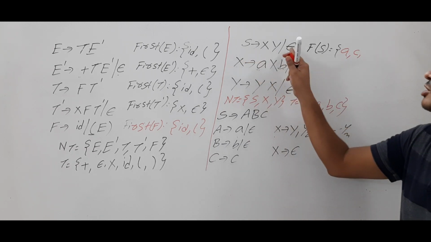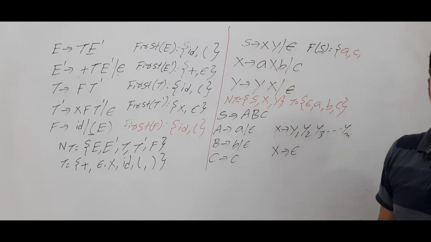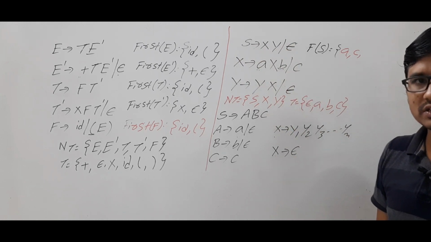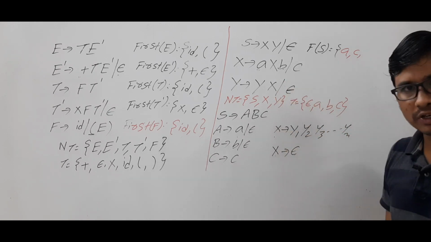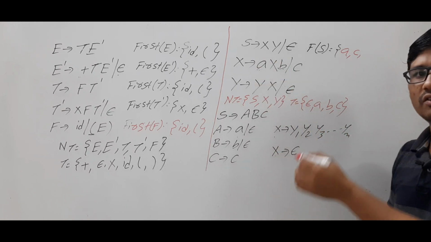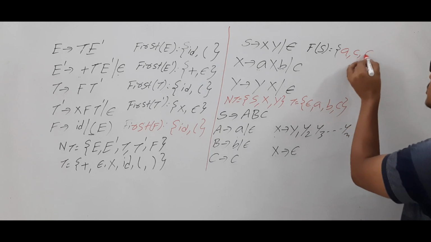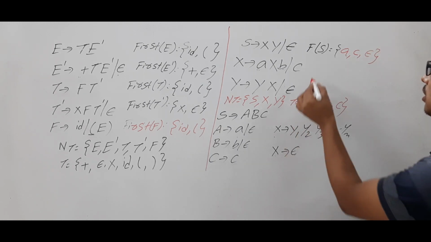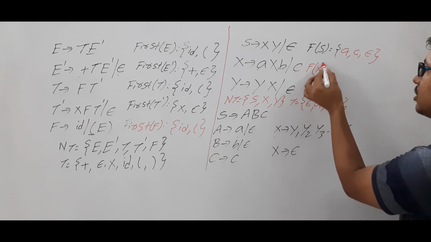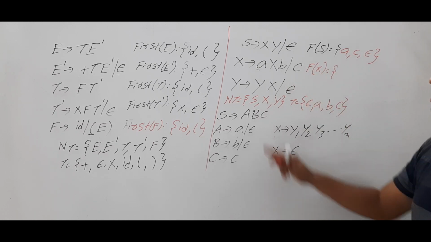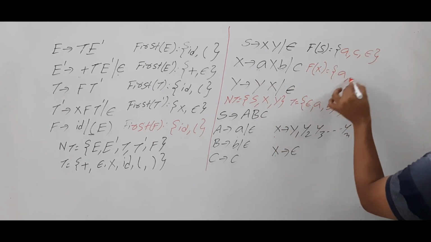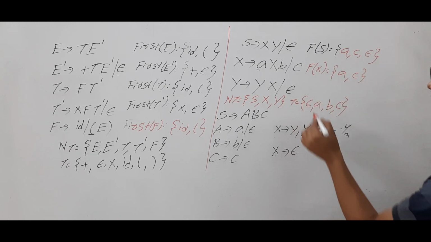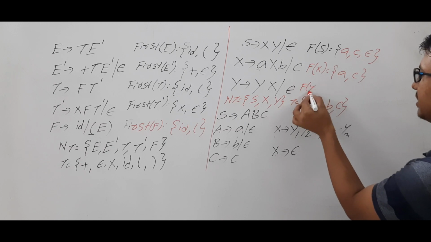Similarly, if you look at this production, S determines epsilon, which is in the form of X determines epsilon. First of epsilon is epsilon, and first of S will consist of epsilon also. I hope you are able to follow with me. Now first of X, just now we have computed. First of X is nothing but small a comma small c. Is it clear? Similarly, let me compute the first of Y.